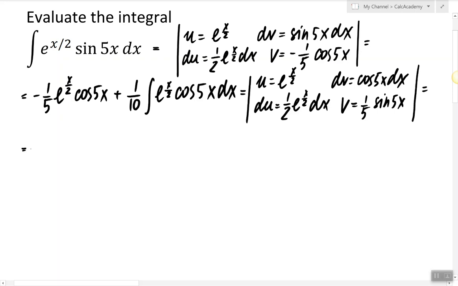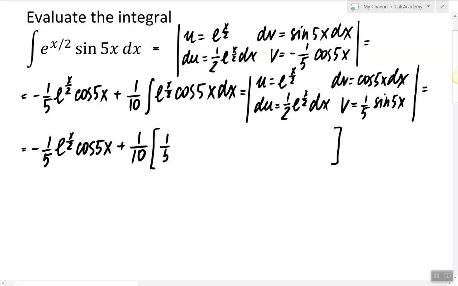And let's write the result of the second integration by parts. So first let's copy this expression as it wasn't affected by the integration by parts, and we'll write the integration by parts in brackets over here. So uv will be 1/5 of e to the x over 2 sine 5x, minus integral v du, will be minus 1/10 integral e to the x over 2 sine 5x dx.